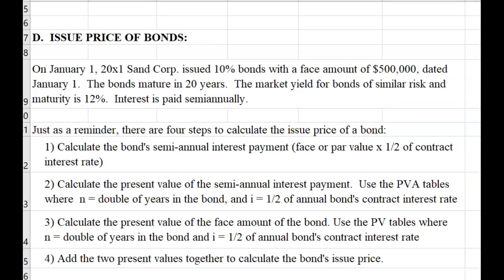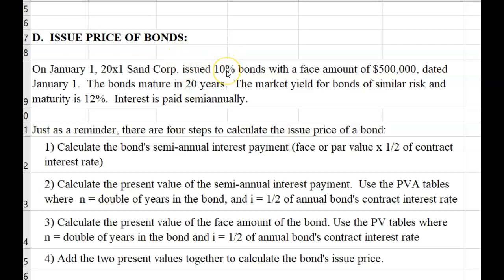Now let's continue working with the same worksheet that you have been using in the first 3 study guide lectures, and we're going to practice calculating the issue price of the bond using present value tables. On January 1st, X1, Sand Corporation issued 10% bonds with a face value of $500,000 dated January 1st. The bonds mature in 20 years. The market yield for bonds of similar risk and maturity is 12%. Interest is paid semi-annually. So we have a 20-year bond with 40 semi-annual payments of interest.